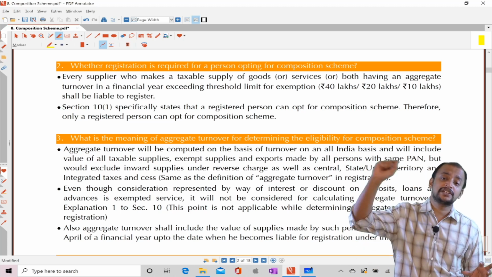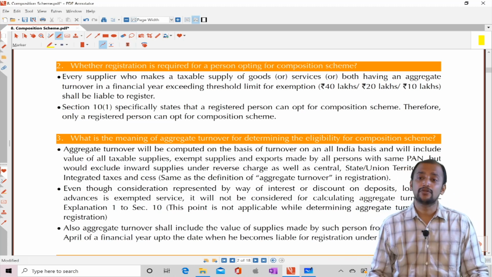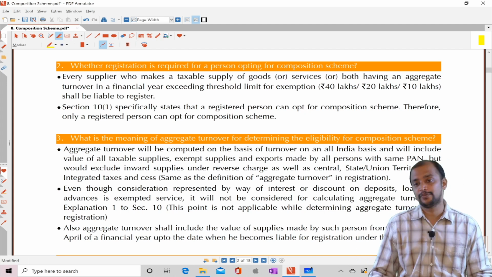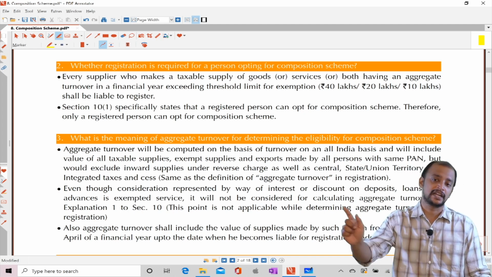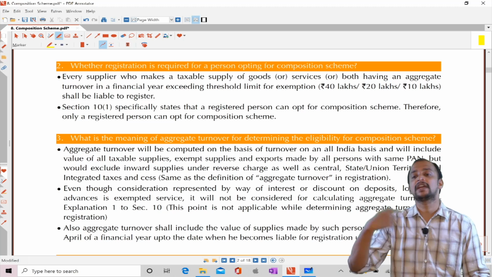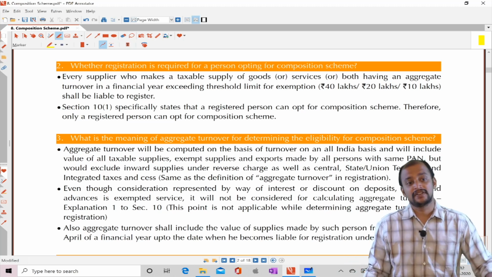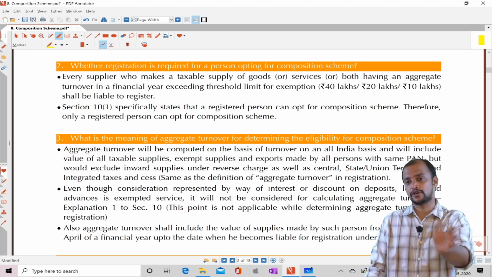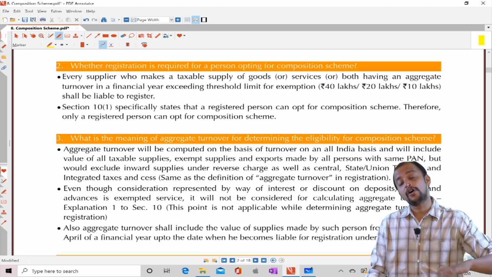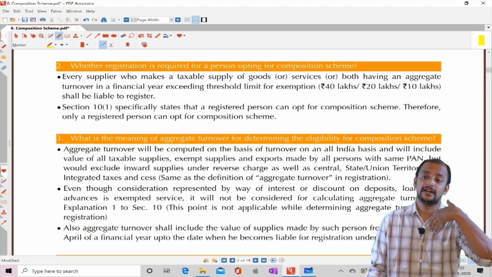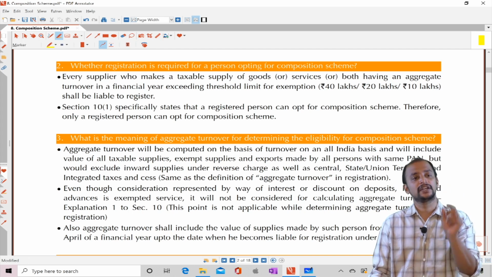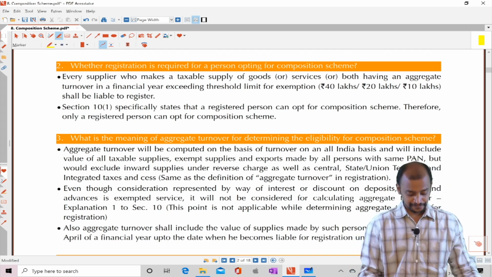And we have an advantage here. Whenever you make an application for registration itself, you can select that you want to opt for the composition scheme. You have that option and you will select. So there is no need to separately make an application for the composition scheme. First register and then make an application for the composition scheme? Not required. Along with the application for registration, you can opt for the composition scheme.